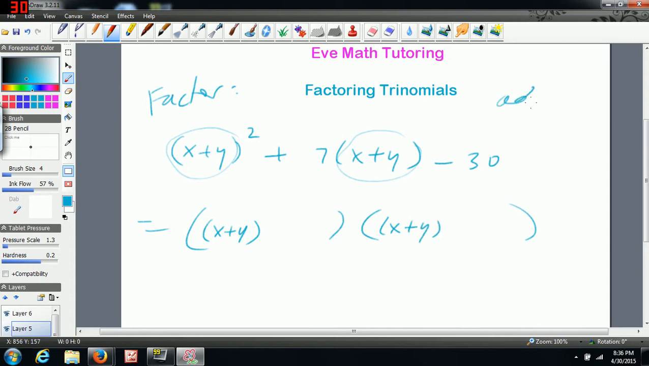And then again, you want two numbers that add to 7 and multiply to -30. So that's going to be one positive and one negative. And I would go with +10 and -3. So those two numbers multiply to -30 and add to 7. So you're going to put +10 here and -3 here. And that would be the factored form of that one there. Okay.